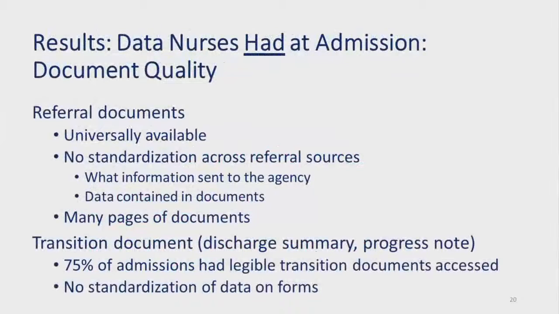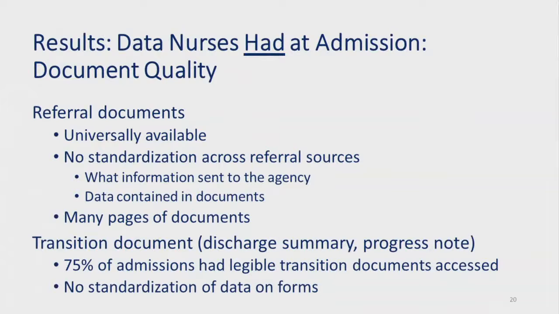So looking at the data that the nurses had at admission, let's look first at document quality. The referral documents were universally available. We had them for every observation. We saw there was no standardization across referral sources in terms of what information was sent to the agency or the data that was contained in the documents, the length of the documents, the organization of the documents, but generally the referral documents were many, many pages, 40 pages.